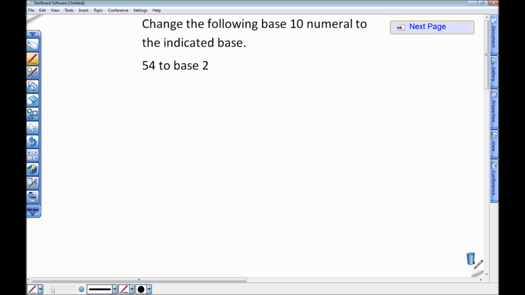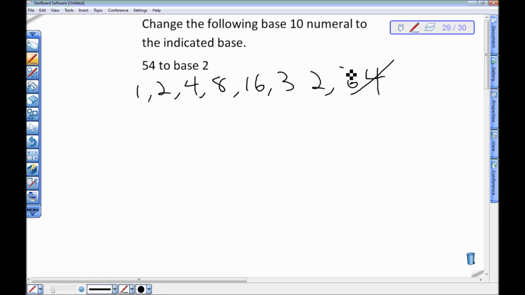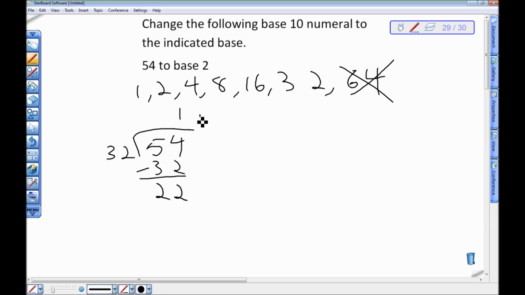Let's change 54 to base 2. The place values in base 2 are 1, 2, 4, 8, 16, 32, 64. 64 is too big, so I'm going to start with 32. 54 divided by 32 goes in there once. 1 times 32 is 32, subtract. It gives me a remainder of 22. Now I'm going to take my remainder and divide it by the next smallest place value, which is 16. That goes in there once. 1 times 16 is 16. Subtract gives me a remainder of 6.